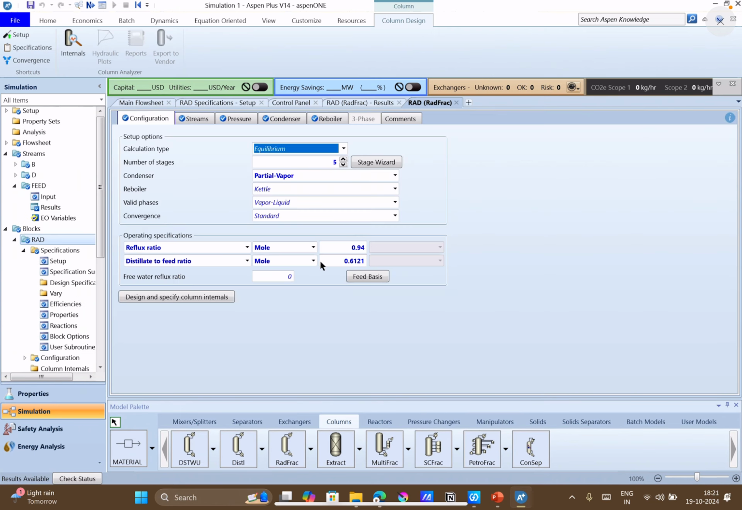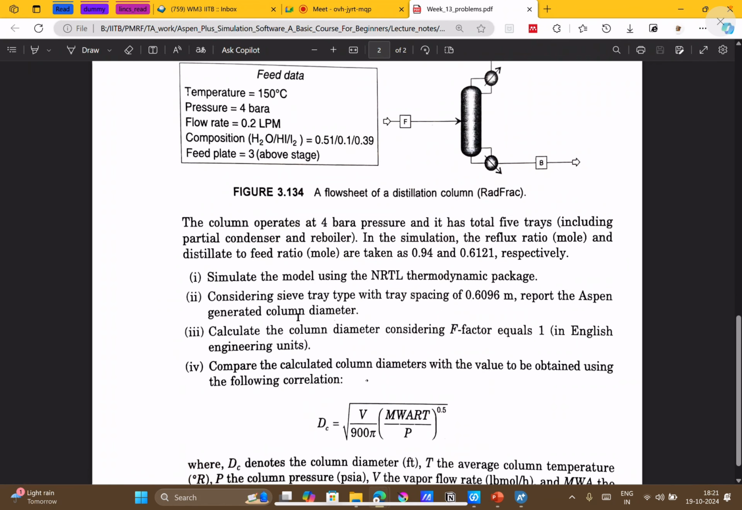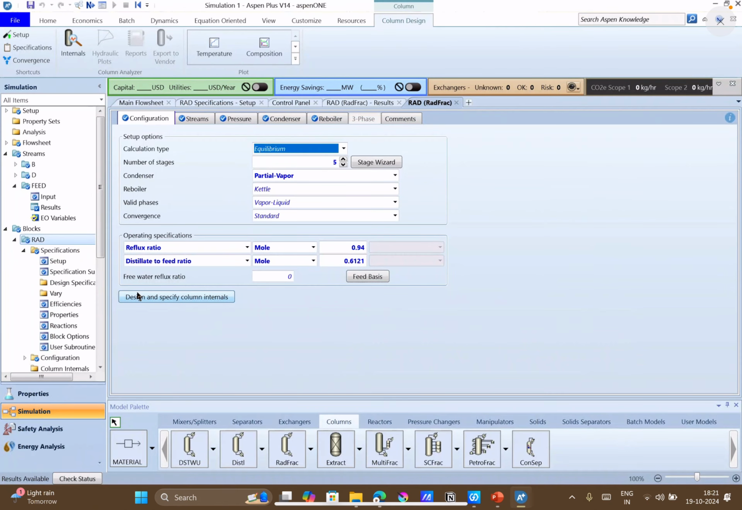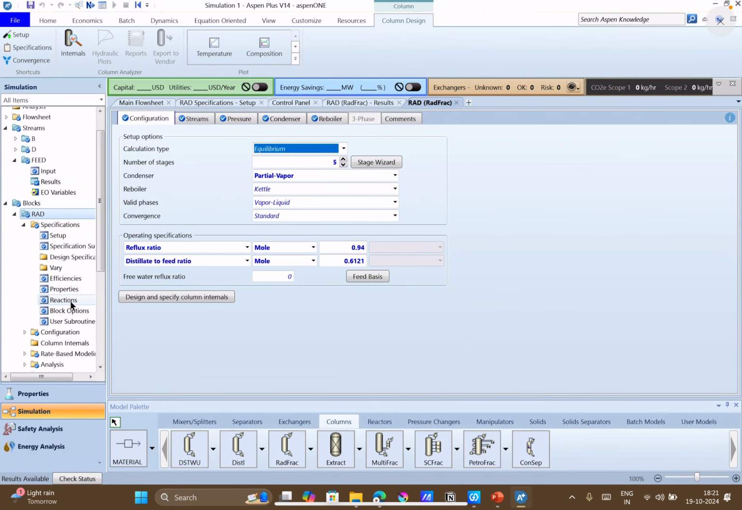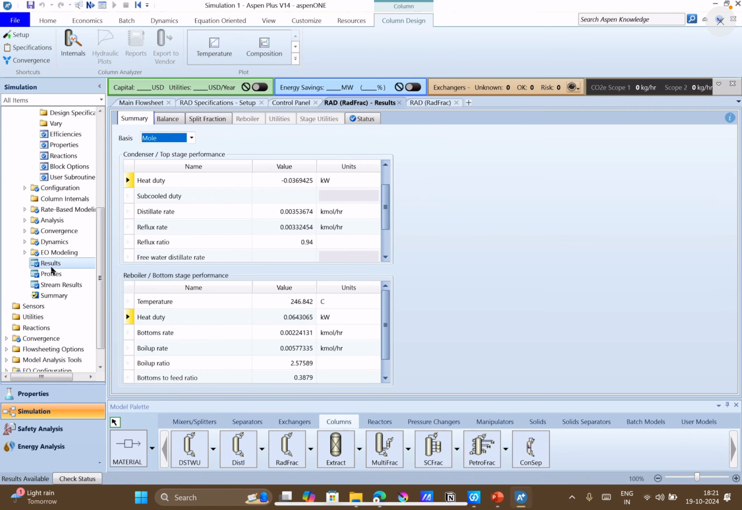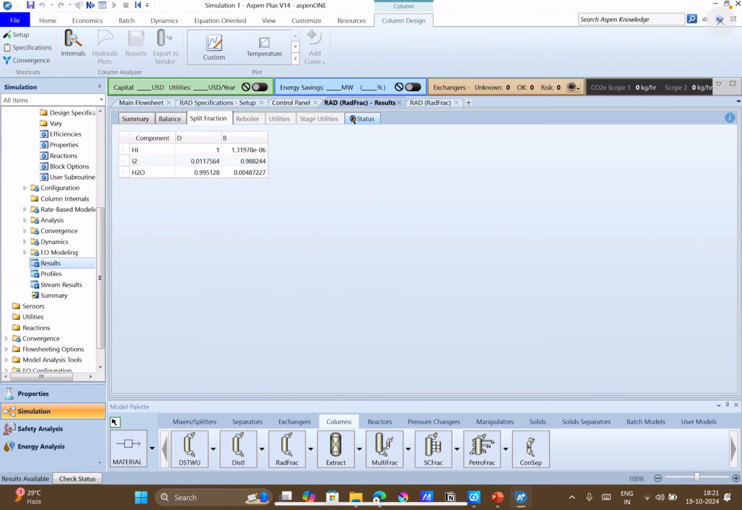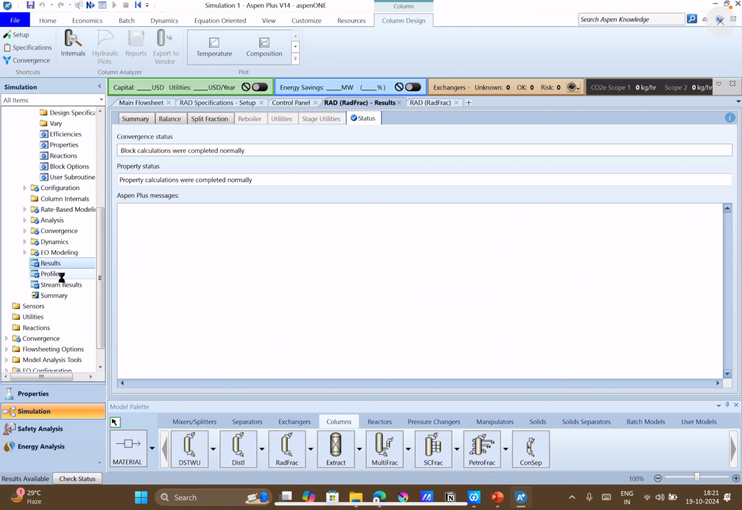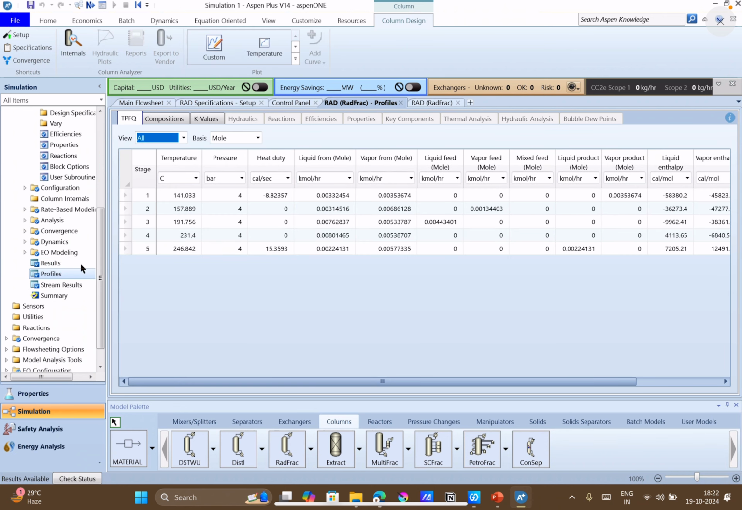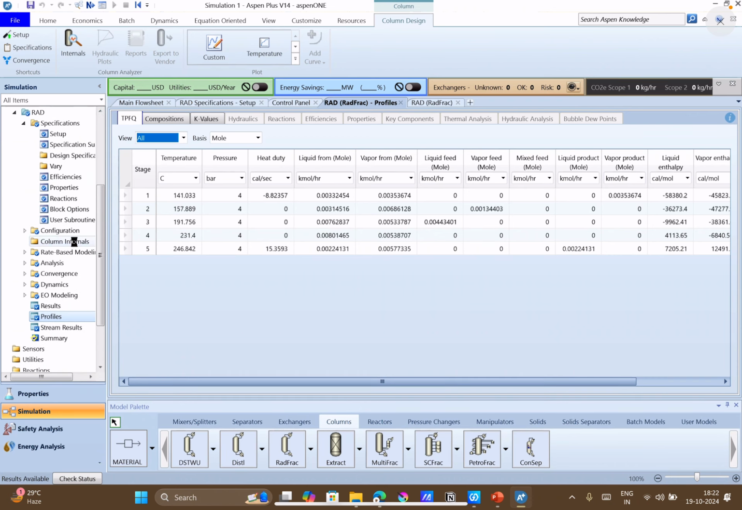Now let's look into the column internals. We have been asked to consider a sieve tray type with a tray spacing of 0.6096 meter and report the Aspen Plus generated column diameter. Currently in our results summary, condenser and reboiler data is given. We have balance, we have split fractions, but we don't get the column diameter. For that we have to do some column internal calculations, so we will go to column internals.